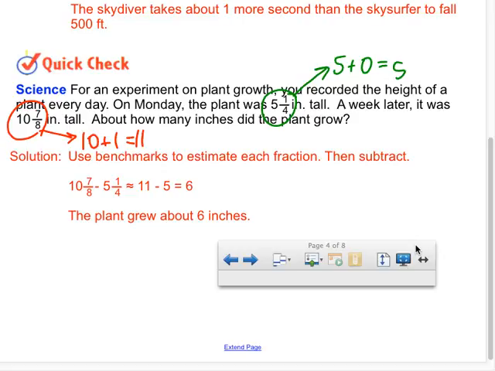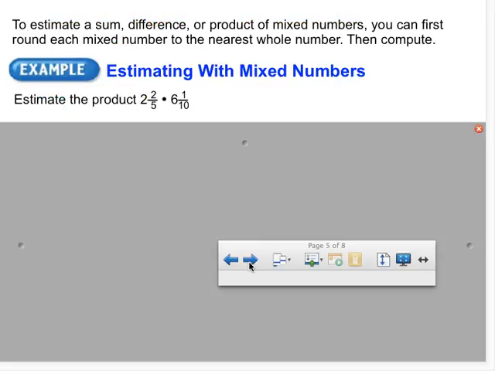Okay, now we're going to get into finding the product of mixed numbers. The strategy is the same. We want to get rid of that fraction. We want to give that fraction either a 0 or 1. But then once we do that, in this case, we're not going to add or subtract. We're going to multiply. Okay?